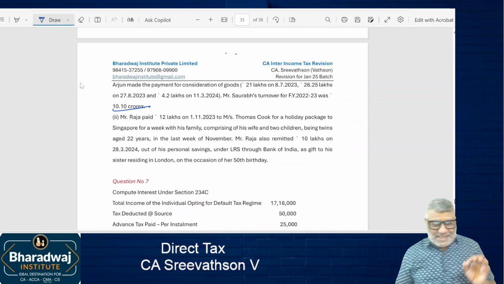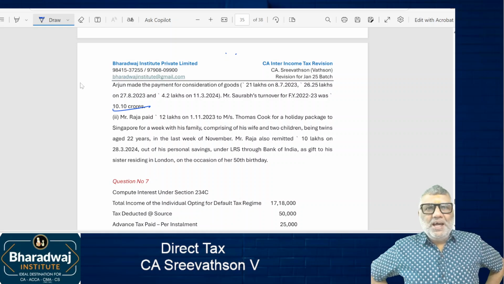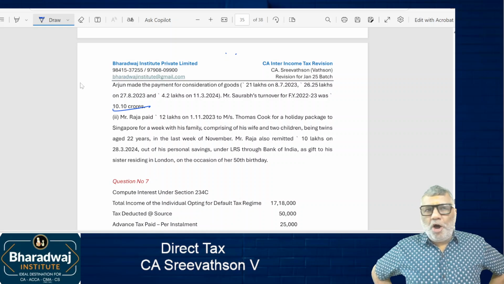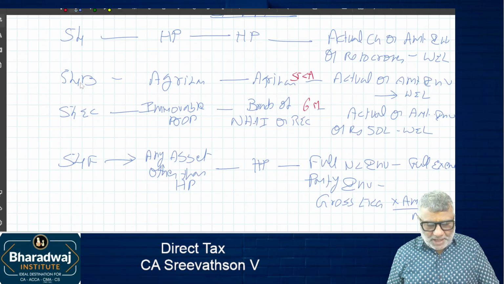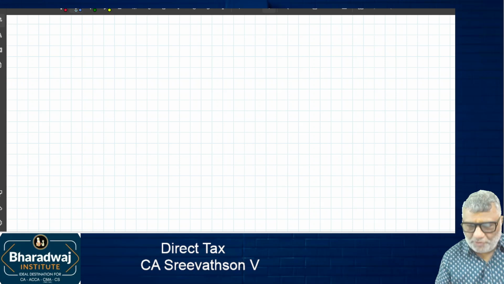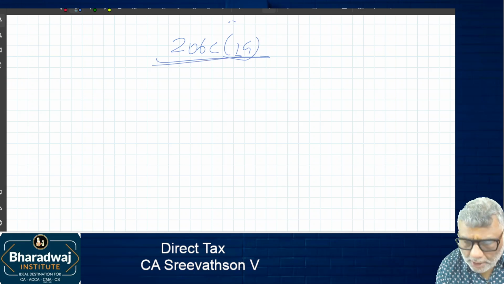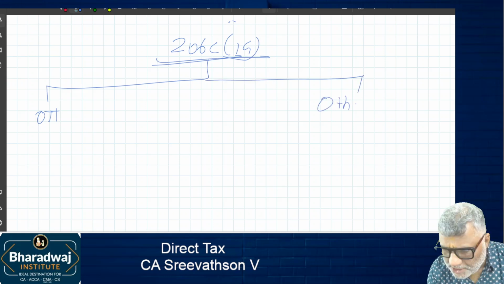Now coming to the second part. He made a remittance to his sister residing in London. In all other remittances, please understand, I want you to understand 206C, because that's a questionable area for us. In all question papers, they are asking. So OTT, we know. The others are split like this, my dear friends.